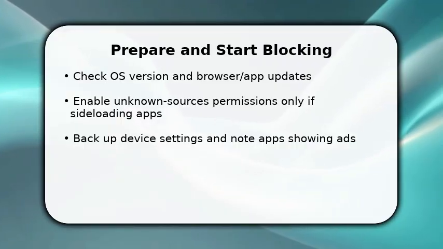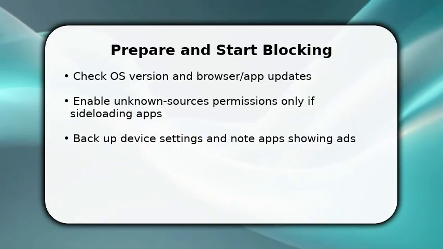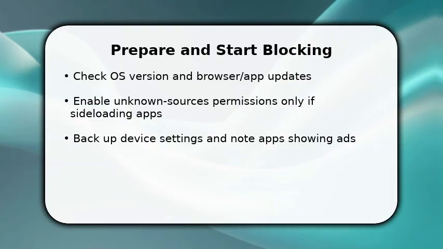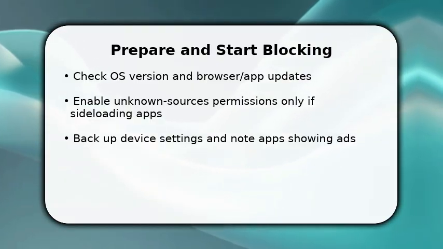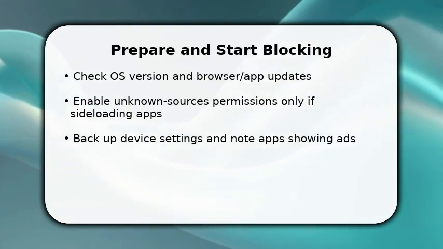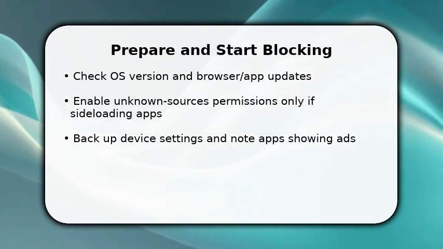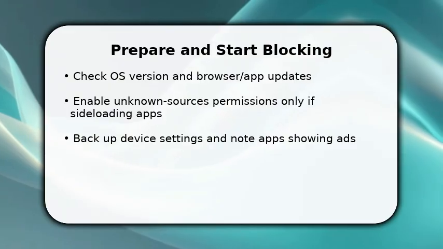You start by confirming your phone and apps are up to date so blocking tools work reliably. Install a trusted ad blocker or DNS app from the official store. If you must sideload, enable permissions briefly and then revoke them. Once done, identify which apps or sites show ads so you can target rules.